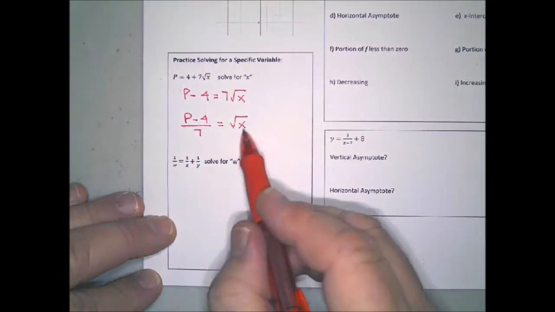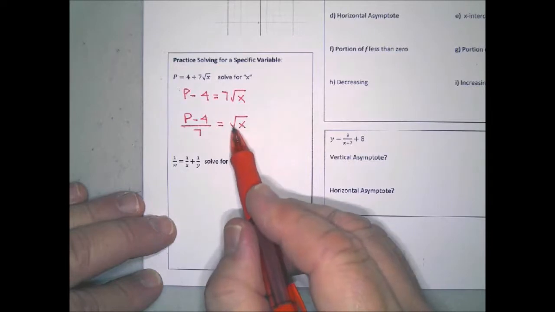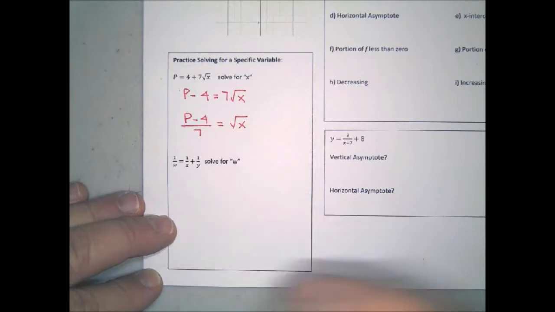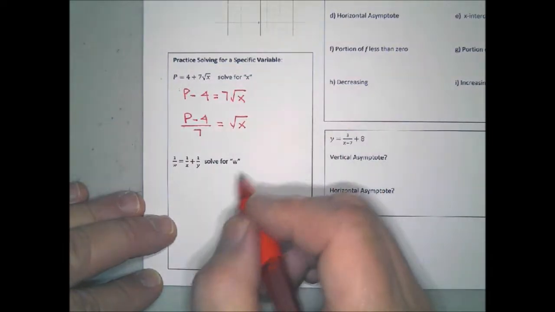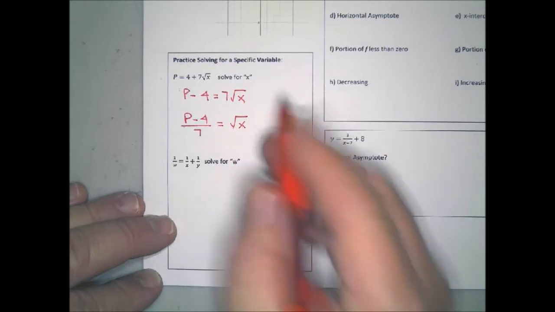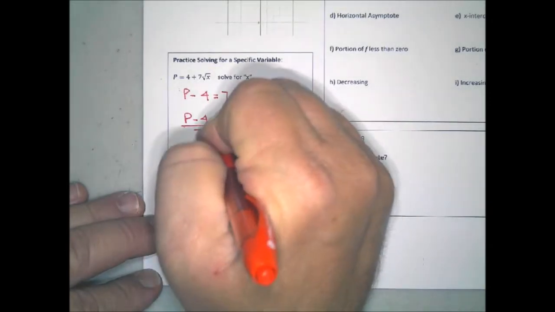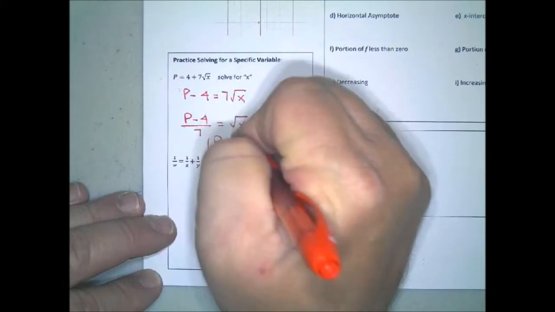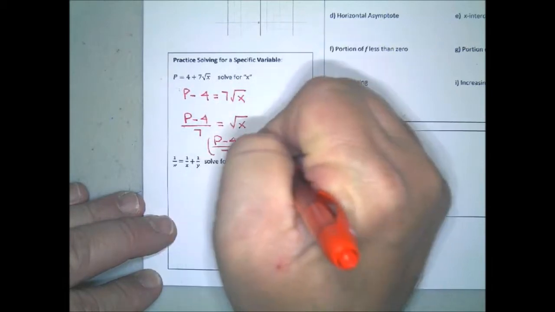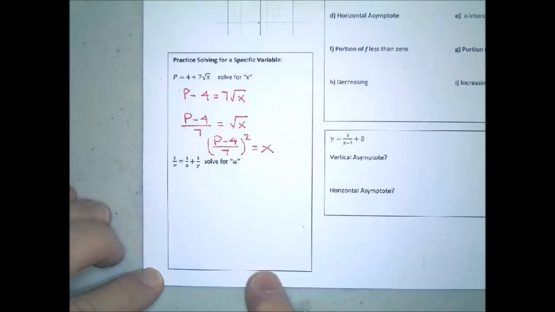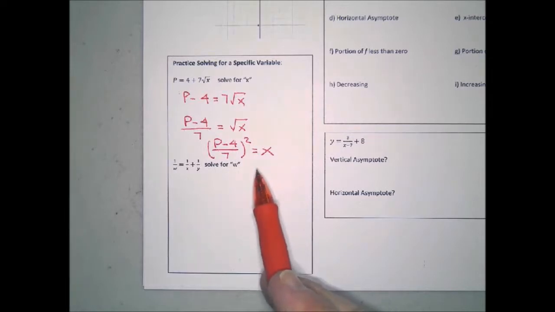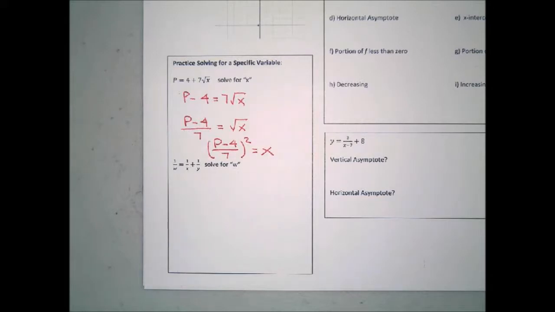And then my last step: if x is being square rooted, then the opposite function of that is to square it. So my final step that gets x by itself would be p minus 4 over 7, squared, equals x. And I will now have the equation solved for x instead of p. The next one.